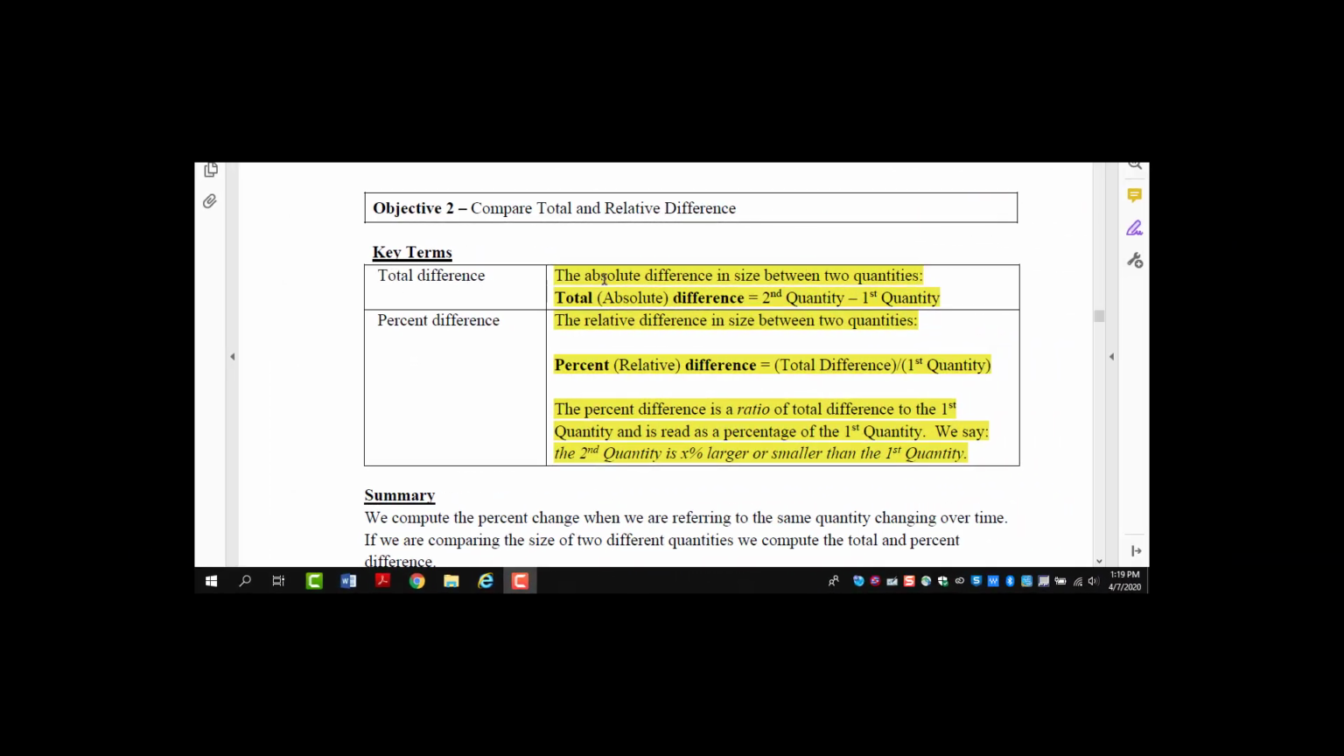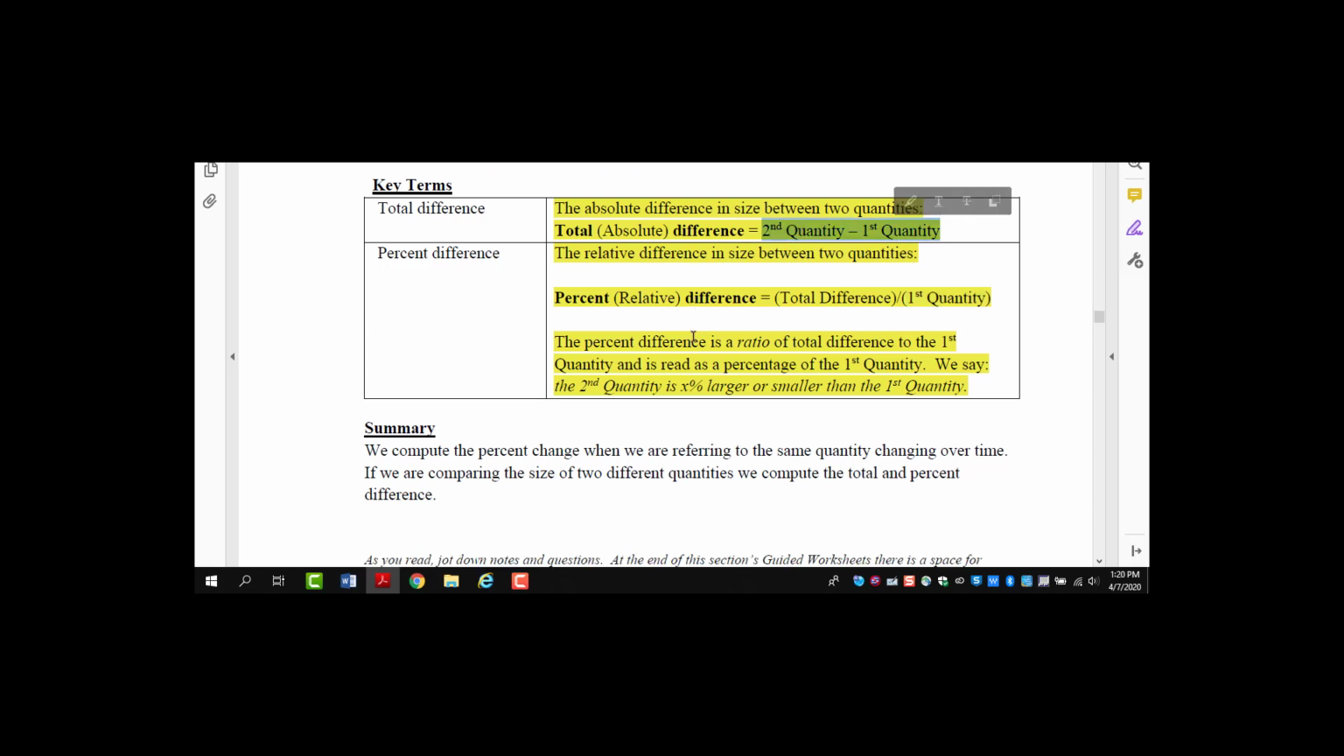This is basically the same thing, only here we're dealing with two different quantities, right? With the last two, we were dealing with median income change over time, and total number of households change over time. Here we're going to deal with two different things. And when you're dealing with two different things, it's really a percent difference, which is the same thing. It's the total difference divided by the first quantity. And the total difference is just, again, the absolute difference between the two quantities.